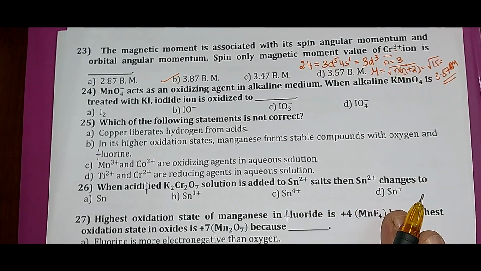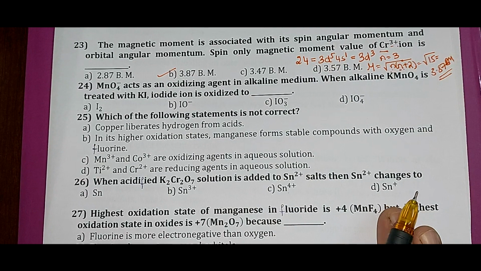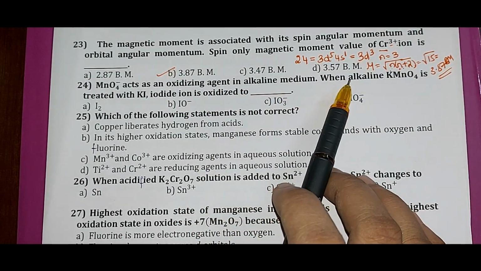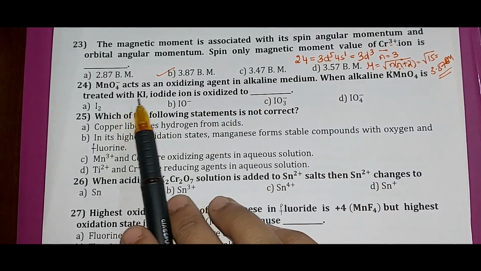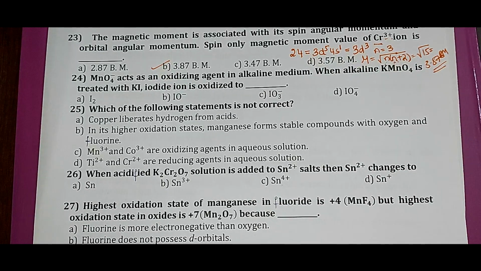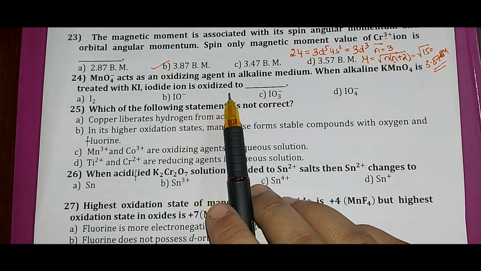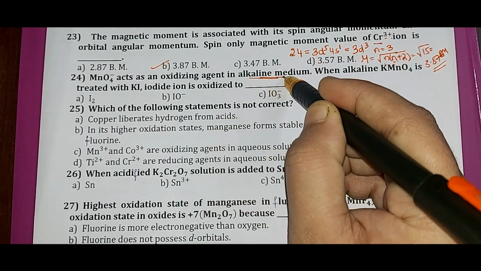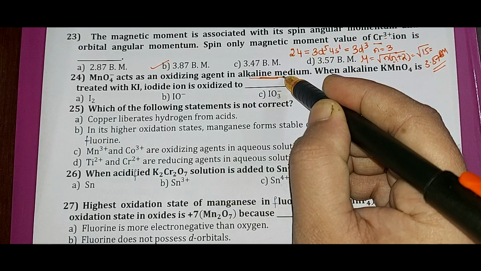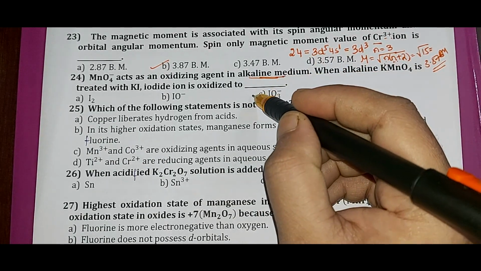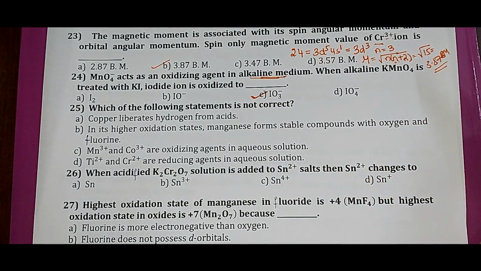Next question number 24. MnO4- acts as an oxidizing agent in alkaline medium. When alkaline KMnO4 is treated with potassium iodide, iodide ion is oxidized to... So what they have given here, in alkaline medium, if they give acidic medium, iodide is oxidized to iodine, but in an alkaline medium, iodide is oxidized to iodate, that is IO3- ion. So the correct answer is option C.